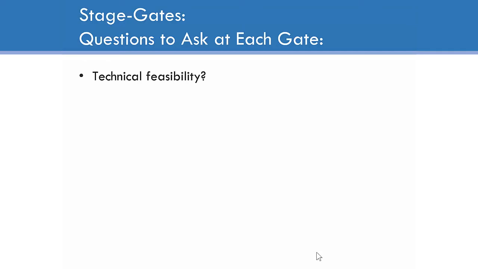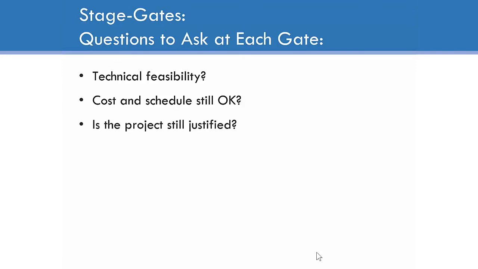When there is a gate, it's typical to ask the question, is the project still technically feasible to get the result that we intend? And are the cost and schedule still okay? Because at the end of a gate, usually there is a fresh look at cost and schedule to the end of the project. And hopefully the client or sponsor will also ask the question, is the project still justified? What about the marketplace? What about the benefits that we foresee from the project? Are those unchanged?